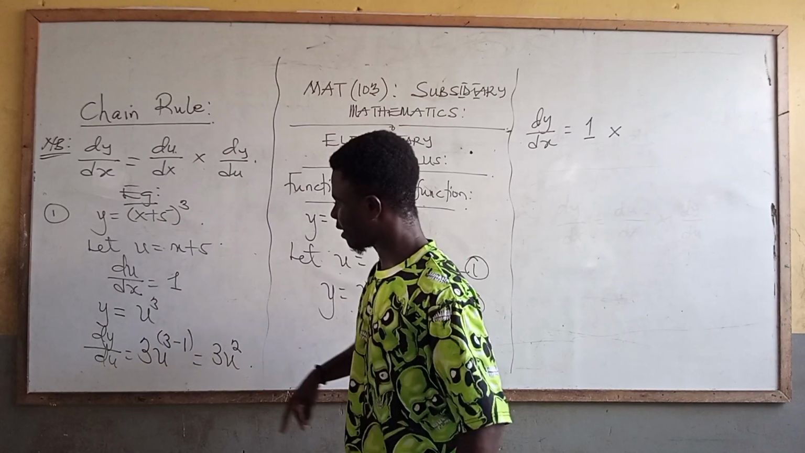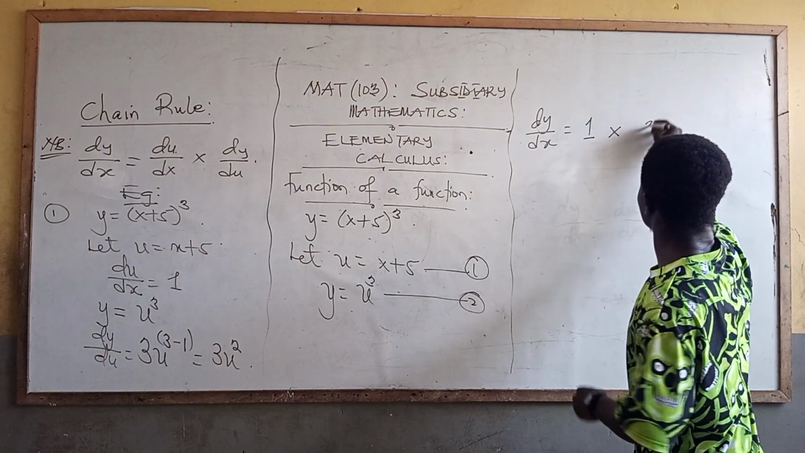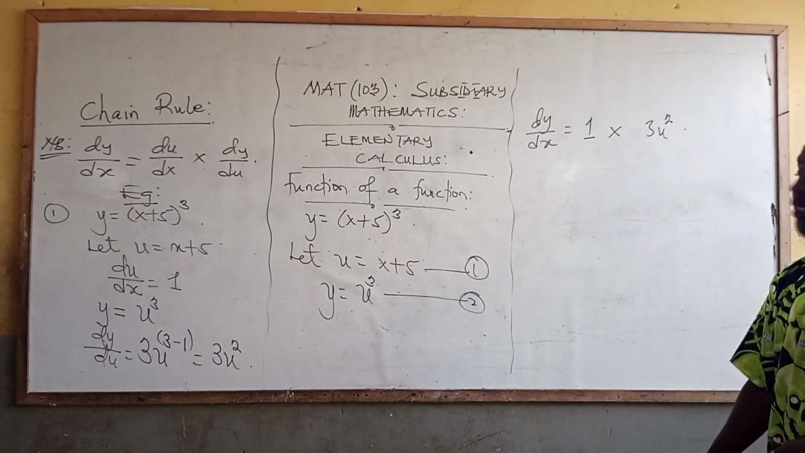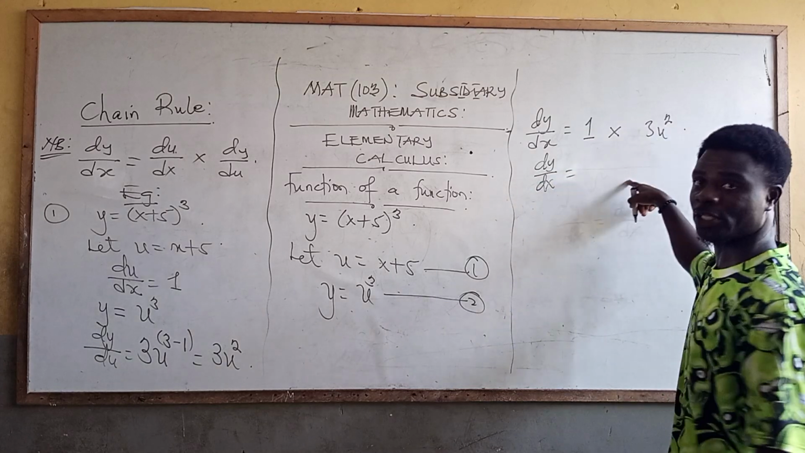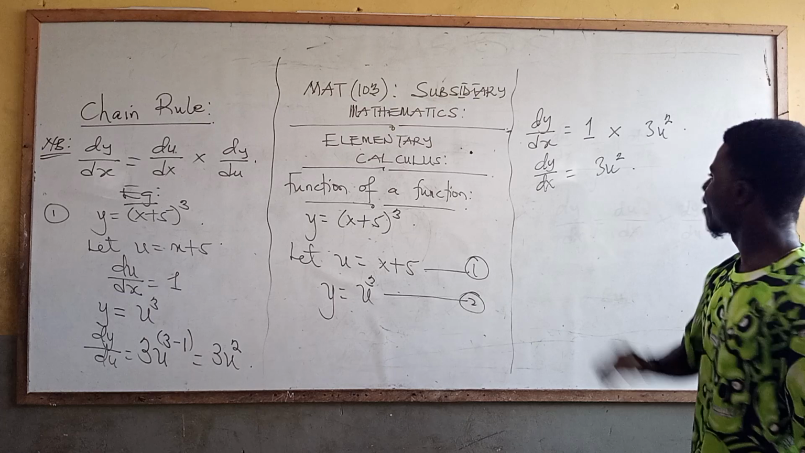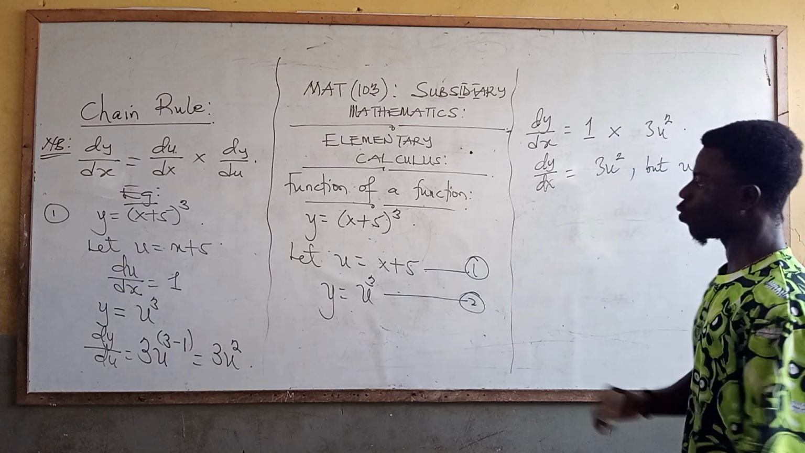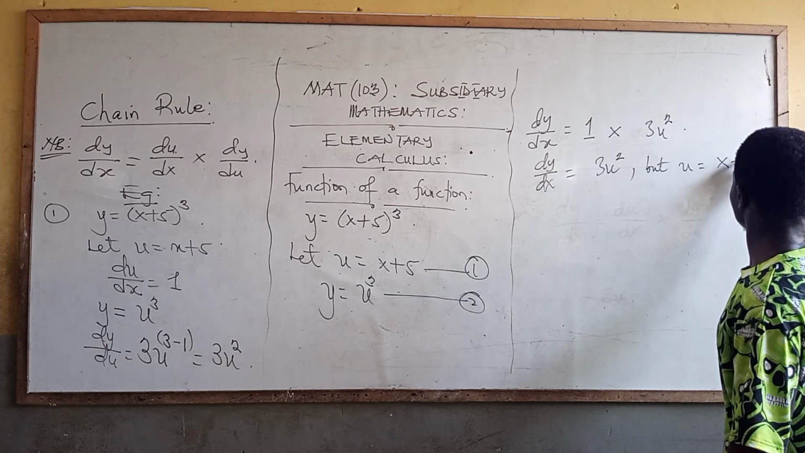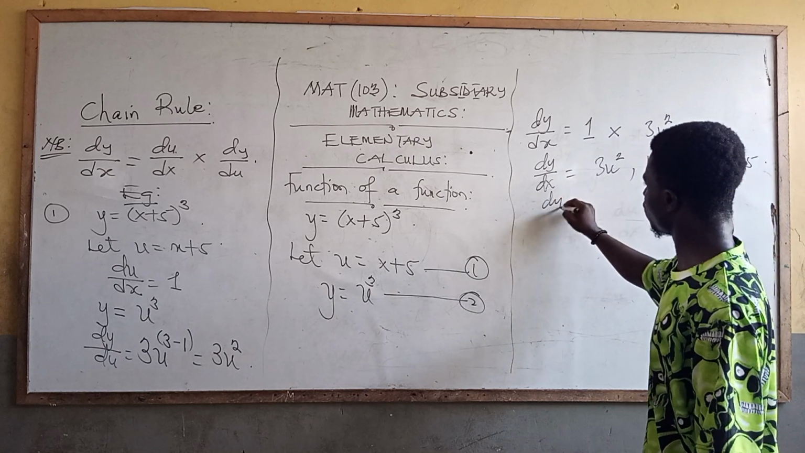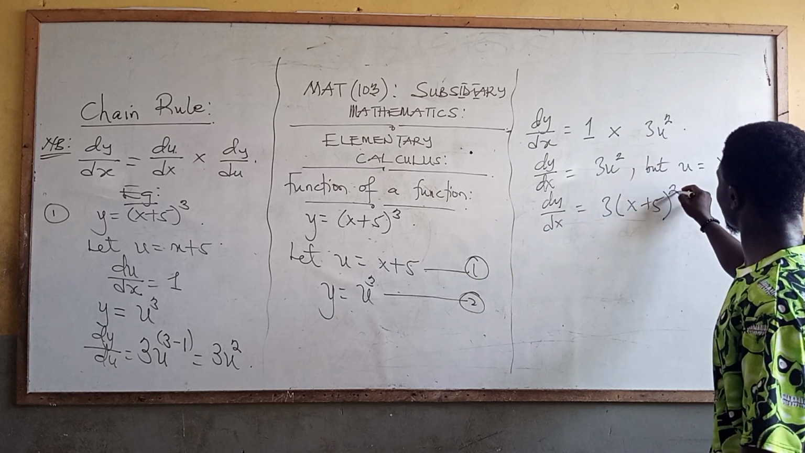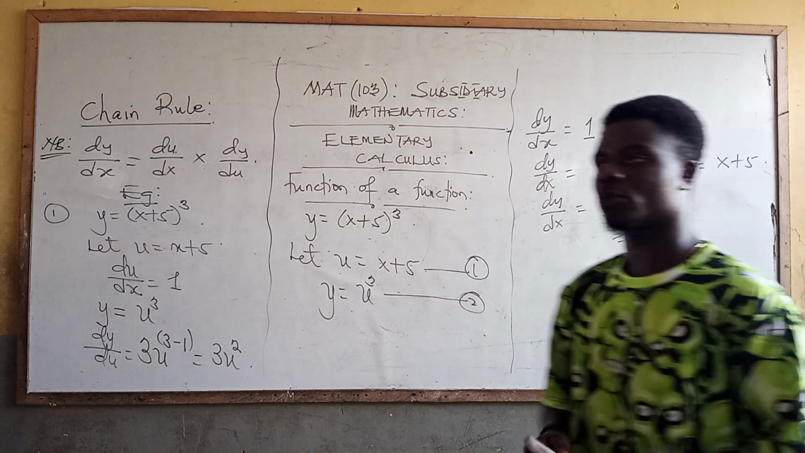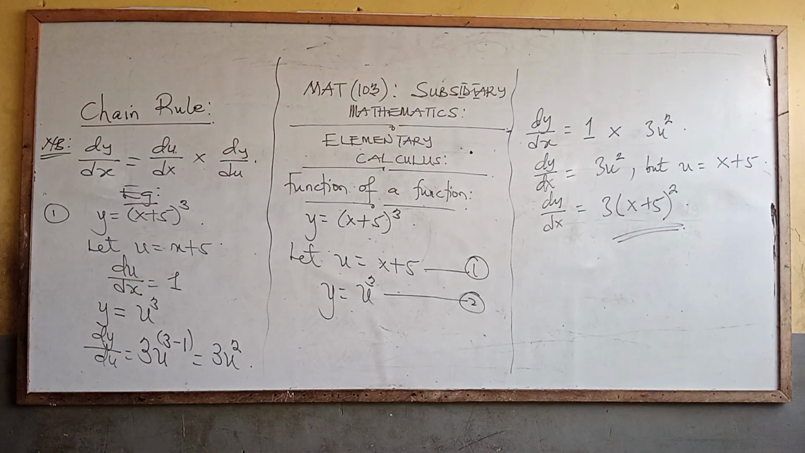times dy over du. Dy over du is what? 3u squared. Right? So now we can say that dy over dx must be equal to 1 times 3u squared, which is 3u squared. But we can say that u equals what? What is u? x plus 5. So we substitute. So dy over dx equals 3(x plus 5) all to the power 2. That's it. Very, very simple and very, very trivial as well.